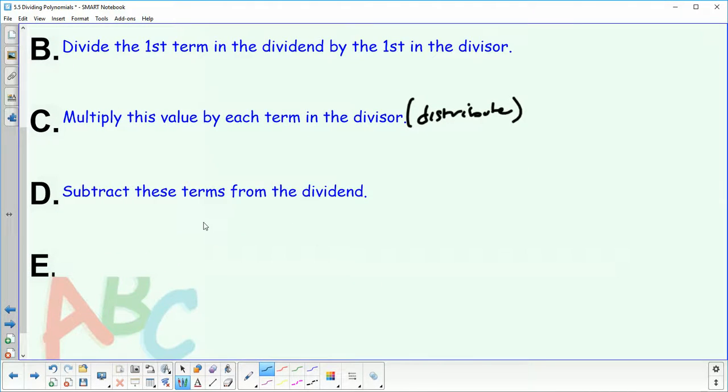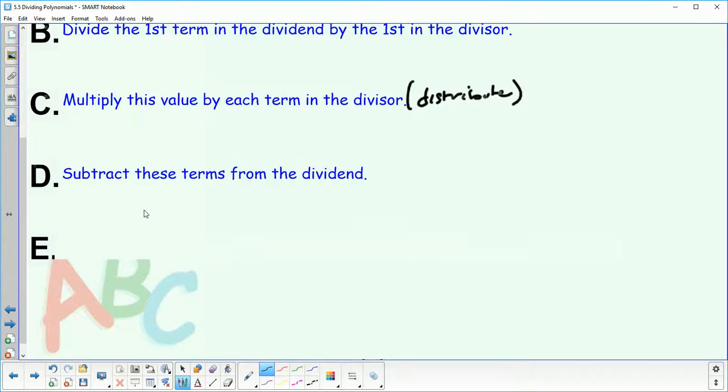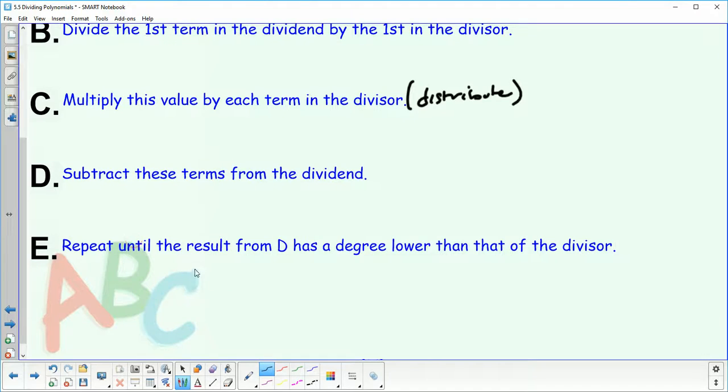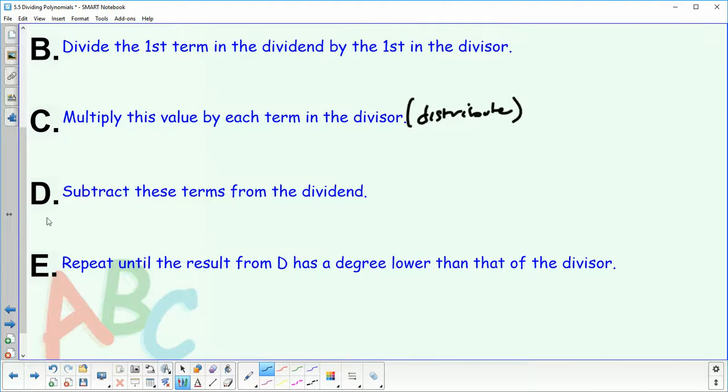Then we subtract the terms from the dividend. So that's the same thing I just showed you when it was like 55 minus 42. We subtract there. And then we just repeat those steps, B, C, and D, until we have a degree lower than that of the divisor. So until we can't do it anymore, basically.